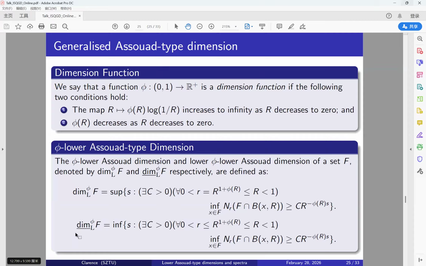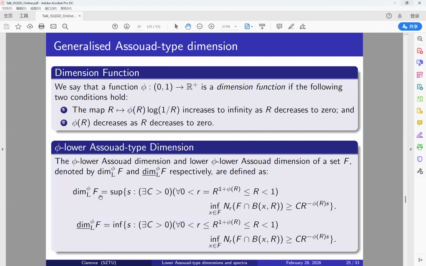We have to recall the dimension functions again. The dimension function measures the ratio of the capital R divided by small r by the function phi instead of the exponent s, and the phi lower dimension of the set is defined as follows. Sorry for the typo here, there should be a supremum.